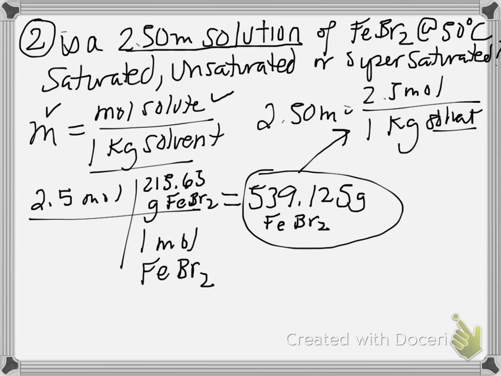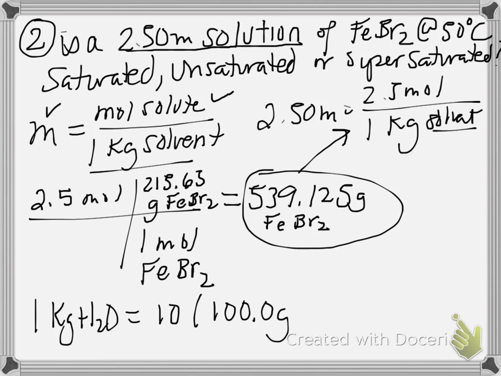But our chart gives solubility in grams per 100 grams of water. So there are a couple things you can do. One of the easiest is to think this: 1 kilogram of water is equal to 10 100-gram portions of water. So if we divide this number by 10, that will tell us how many grams are in each 100 grams. Okay?